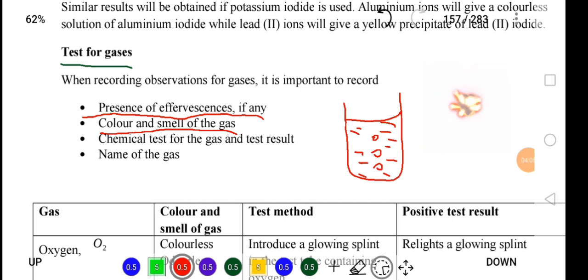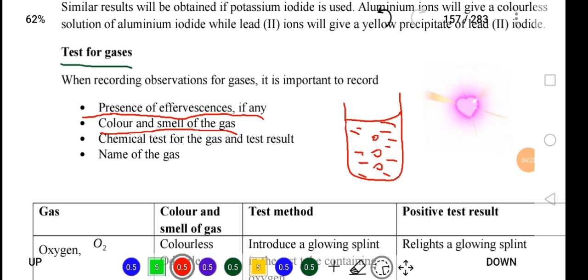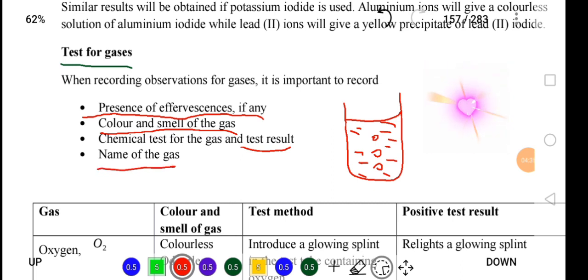Number 3, we can also perform what we call a chemical test for the presence of a gas. Some gases, when they are being produced, can be identified by performing a chemical test, which is going to entail the production of that gas. It is also necessary, if at all possible, when directed to name the gas. You are supposed to name the gas after identifying it accordingly.